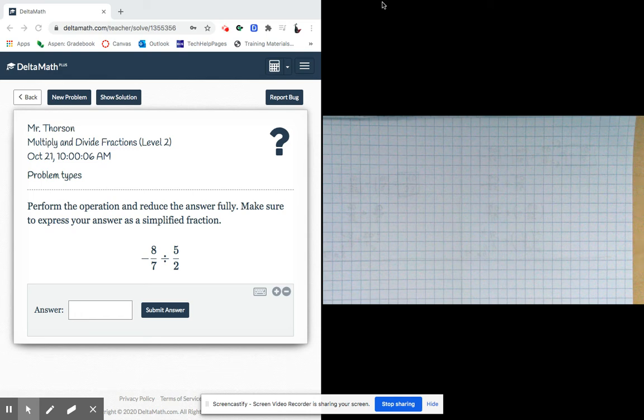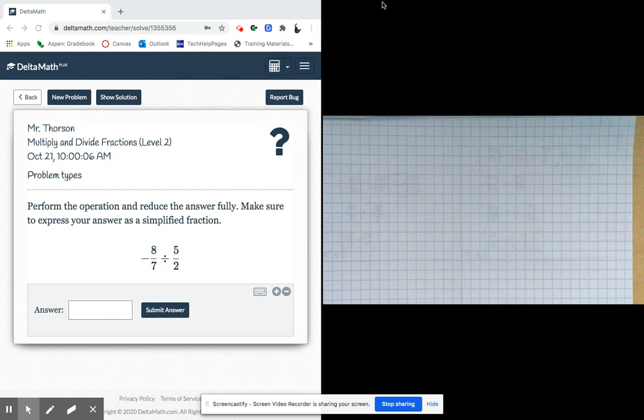All right, class, I'm going to give you an example of how to solve this division of fractions. We see that it says perform the operation and reduce the answer fully. That means you have to simplify. Make sure to express your answer as a simplified fraction. All right, so let's look and see what we have.